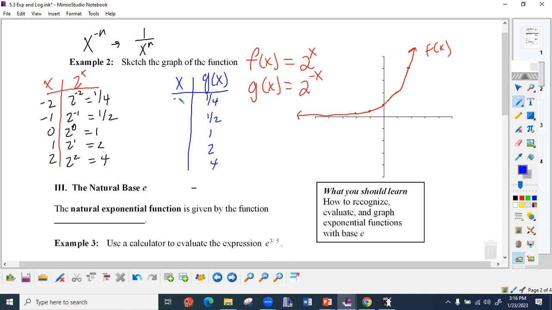Instead of a -2, it's going to be a +2. Instead of a -1, it's going to be a +1. And we have 0, -1, and -2. So now at -2, I'm at 4. At -1, I'm at 2. 0 still at 1. At 1, I'm at 1/2. And at 2, I'm at 1/4.